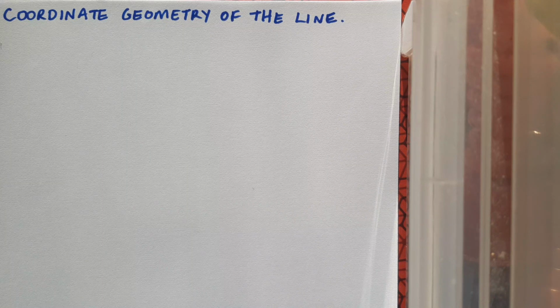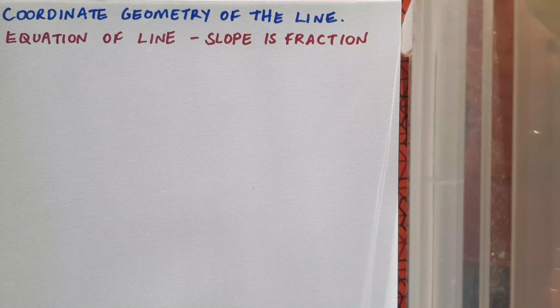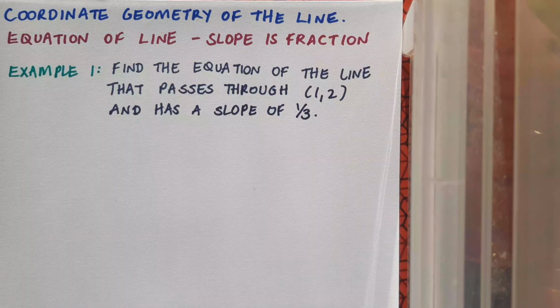In this video on coordinate geometry of the line, we're going to be looking at how to make the equation of the line, specifically when the slope is a fraction. Let's look at an example. So we want to find the equation of the line that passes through the point 1, 2 and has a slope of 1/3. So as usual, if we have a formula, let's make a note of it.